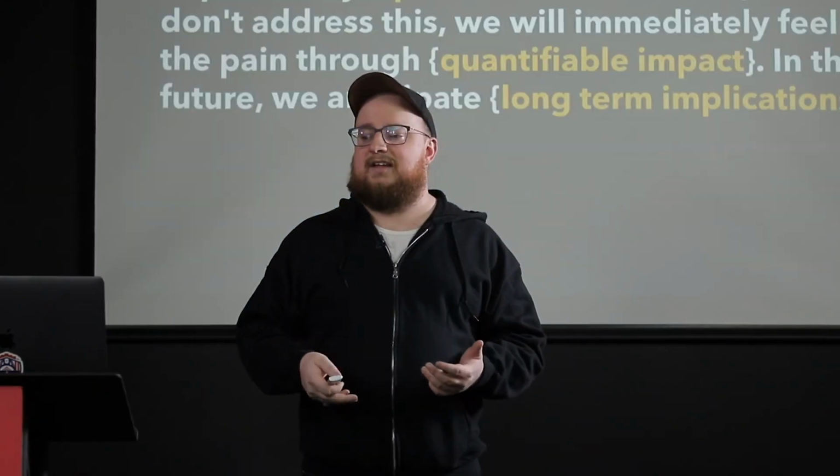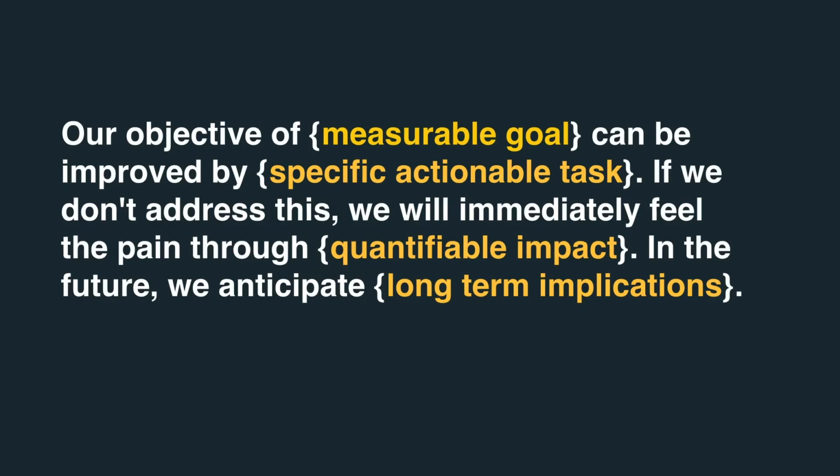Finally, it's about clearly communicating how the debt impacts. And I want to leave you with this sort of mad lib, if you will, for how to communicate the impact of debt. Our objective of a measurable goal can be improved by a specific actionable task, right? If we don't address this, we will immediately feel the pain through some kind of quantifiable impact. In the future, we anticipate this long-term implication.